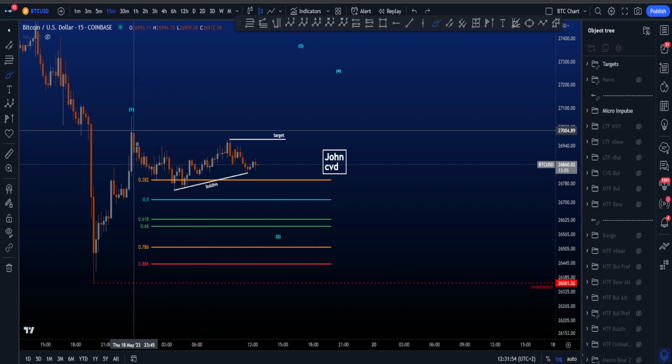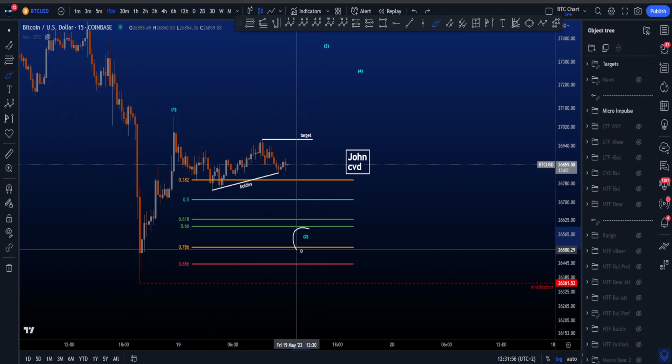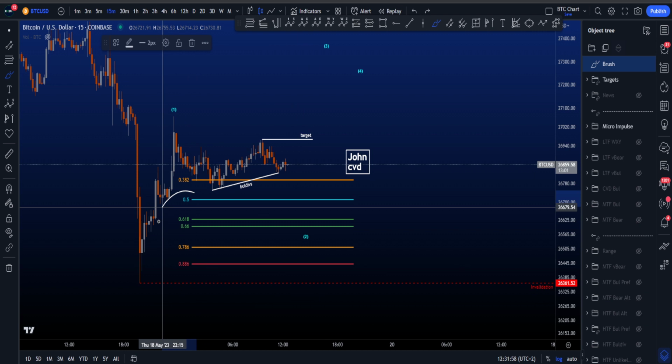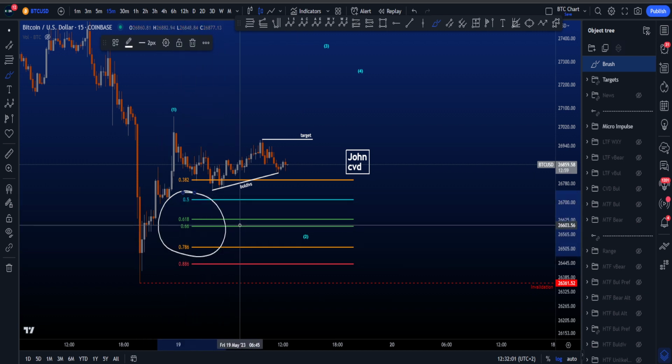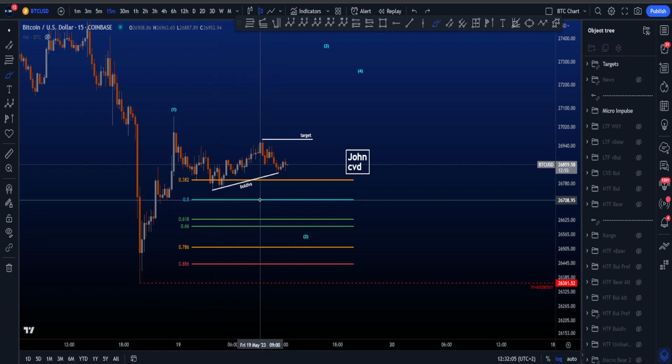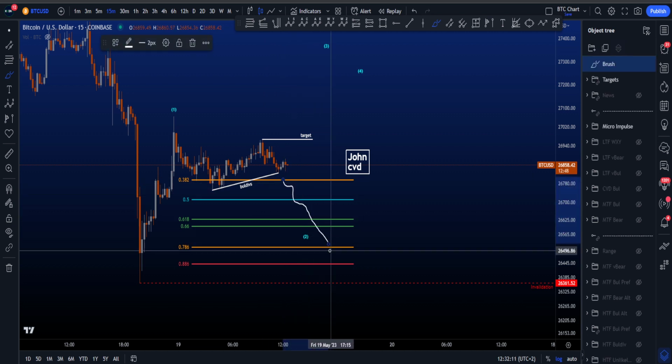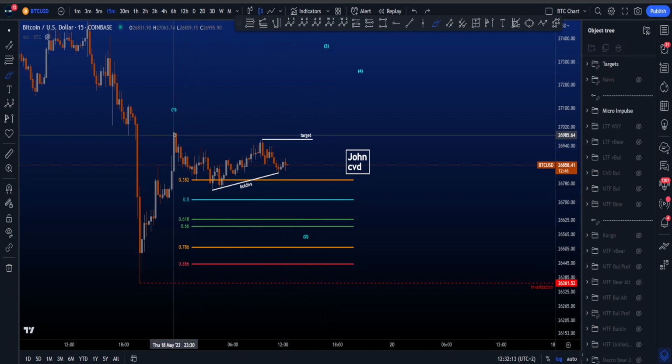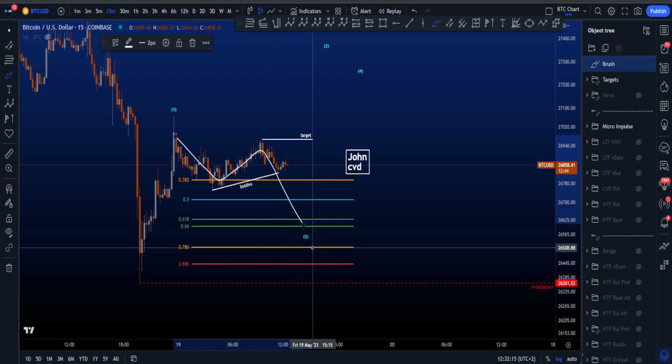And then we have a corrective structure. In this wave 2, the most common target area for wave 2 is between the 0.5 and the 0.786 fib, taken from the low over here to the high of wave 1, which is between 26.7K and 26.5K. So I do expect wave 2 to go down a little bit further. Now, this can be a 3-wave structure like that.